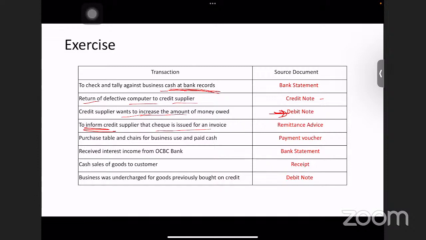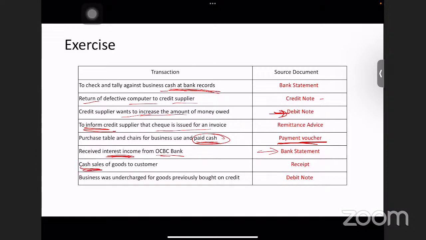Here, purchase debit cheque and pay cash. So the keyword here, pay cash. Pay money, payment voucher. Receive money, receipt. Okay, so here, payment voucher, because pay money. I want to see how much interest I got from OCBC Bank. Bank statement will show me that.